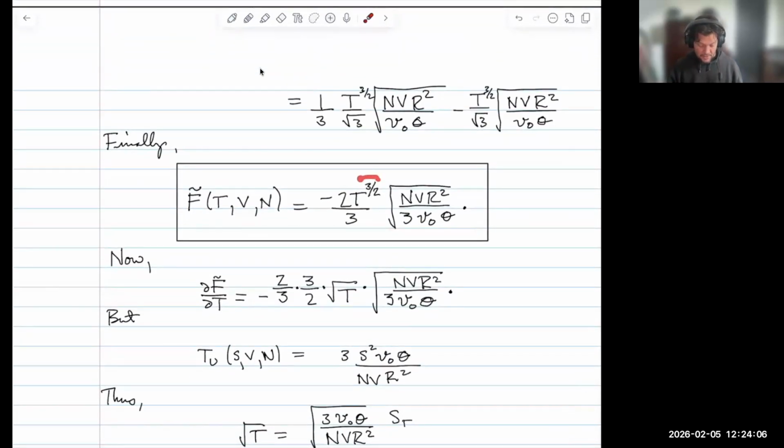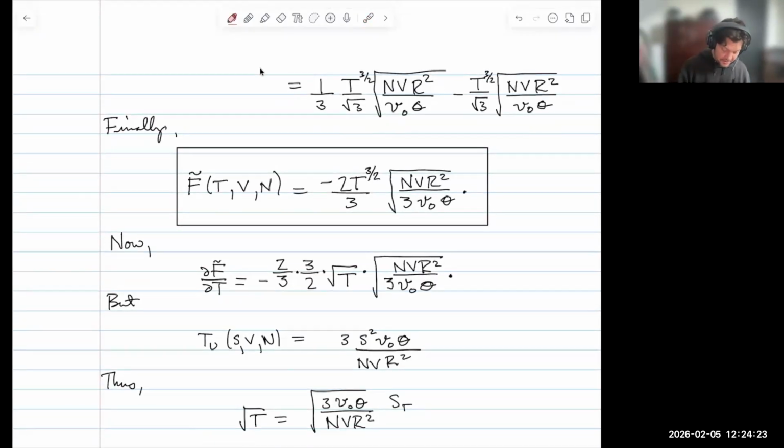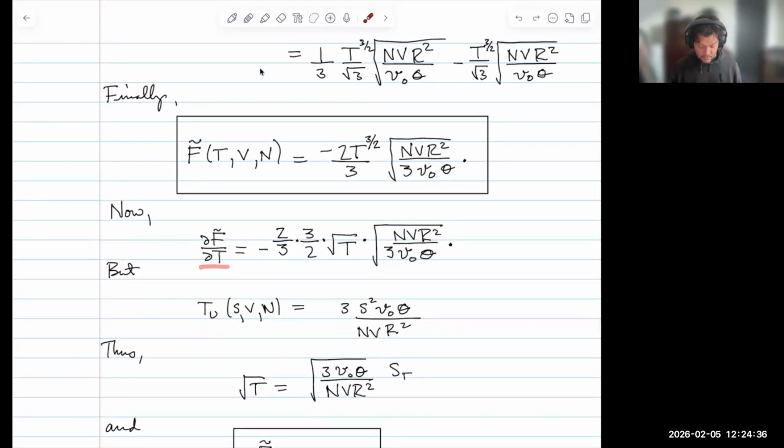And the reason why I separated t here as a separate variable is because I want to do this differentiation with respect to t. So let's do the differentiation, the partial derivative of f tilde with respect to the temperature variable. And notice here, I'm not writing this as t sub u, t sub s, anything like that. That is unnecessary. This is now an independent variable, so I can call it whatever I want.